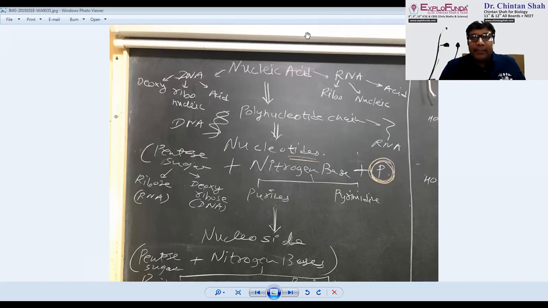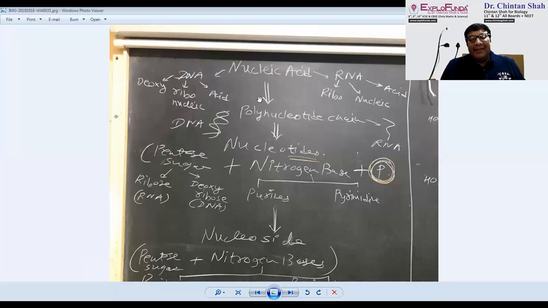What do you mean by poly? Many. So many nucleotides will combine with each other and give rise to a polynucleotide chain. Poly means many. In the case of DNA, there will be two polynucleotide chains. Can you see? In DNA, there are two polynucleotide chains. So one is going like this.